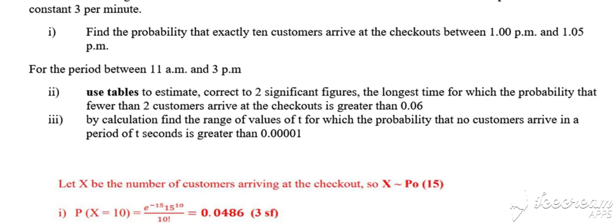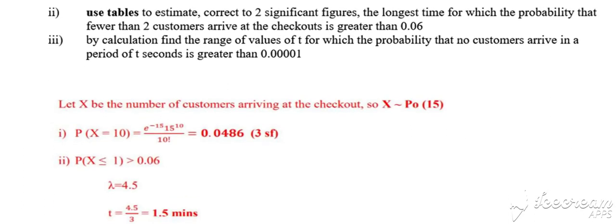Example 2, another question in context, this time about supermarket queues. Again, check carefully the time period, so 1 p.m. to 1:05 p.m. And we've got a lambda value of 3 per minute. So therefore here, X follows a Poisson distribution with a lambda value of 15.